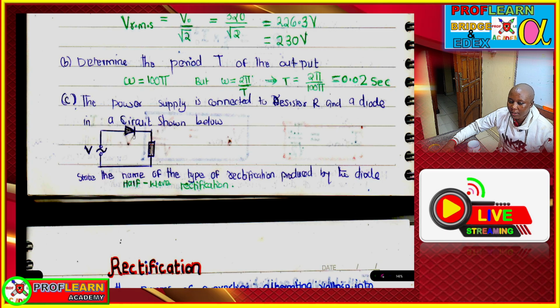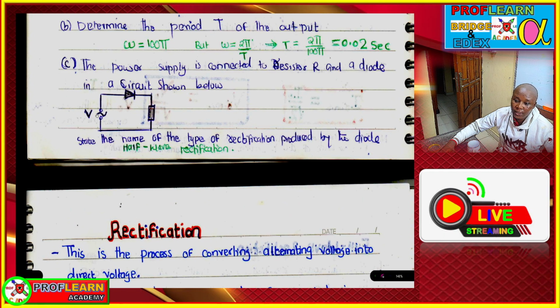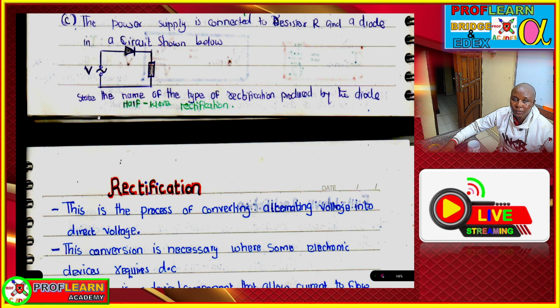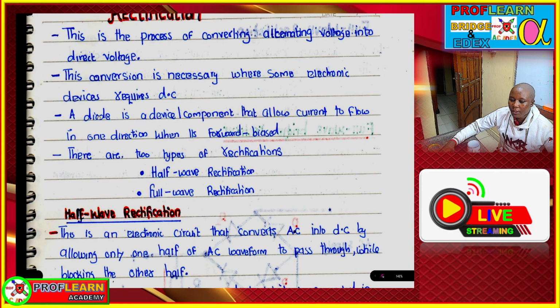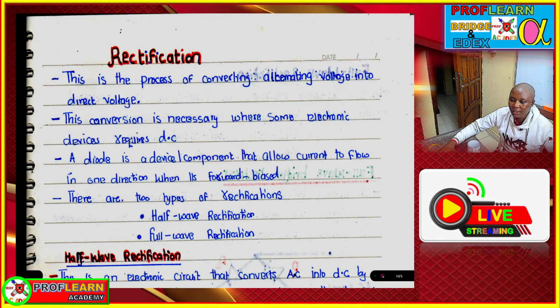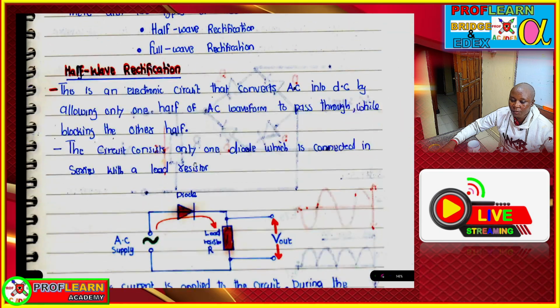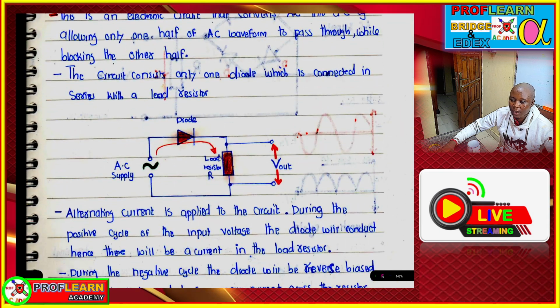The power supply is connected to a resistor R, and then we are told to state the name of the type of rectification. You need to understand that rectification is the process of converting alternating current to direct current. There are two types of rectification: half-wave rectification and full-wave rectification. In this case we have one diode. This type of rectification that uses one diode is called half-wave rectification, which we are going to see in this particular part.